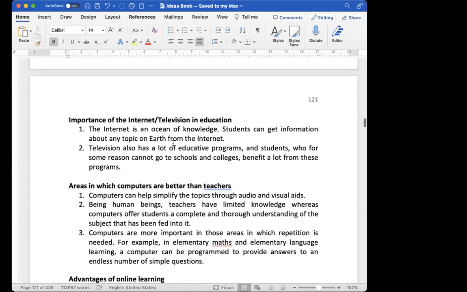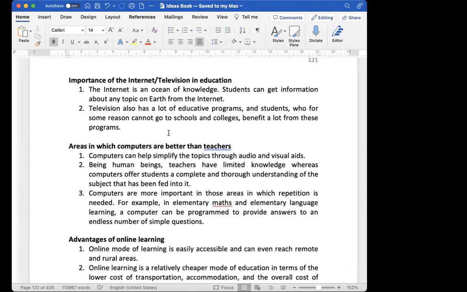Okay, we have more points. On the importance of the internet and television in education: the internet is an ocean of knowledge. Students can get information about any topic on earth from the internet. Television also has a lot of educative programs, and students who for some reason cannot go to schools and colleges benefit a lot from these programs.